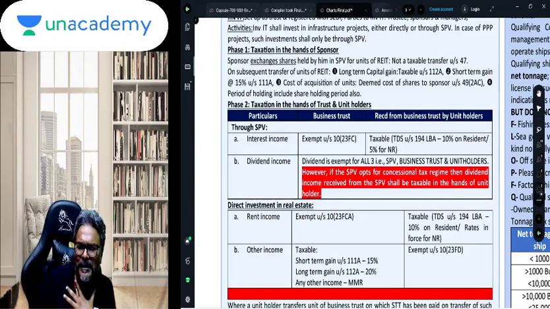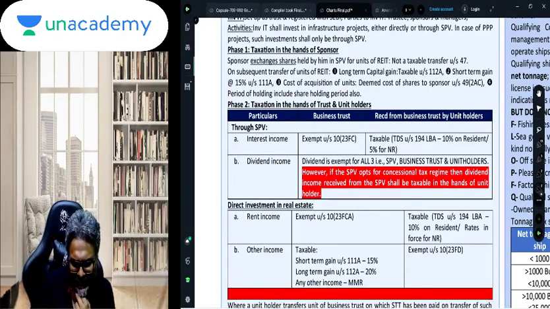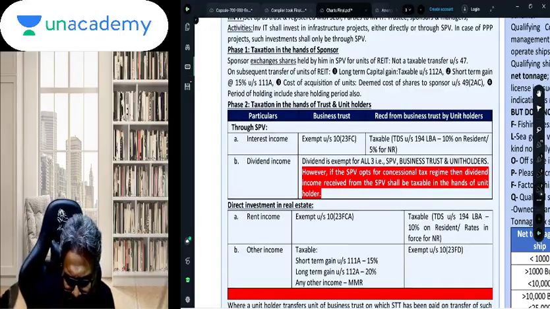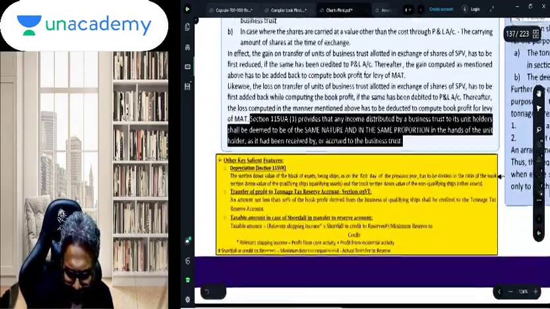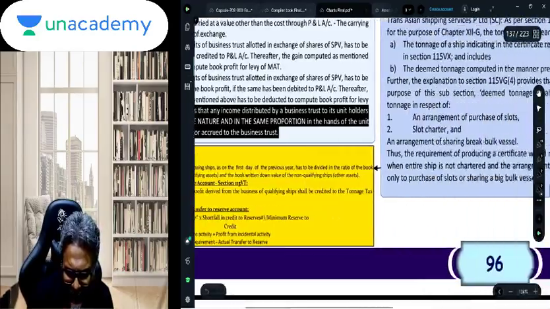And last but not least is the interest income received from the SPV, or the dividend income received from the SPV. That would only be taxed in the hands of whom? In the hands of the unit holder, on a pro rata proportion. So this is what is there so far as your REIT is concerned, students. So this covers your entire REIT concept in this context.